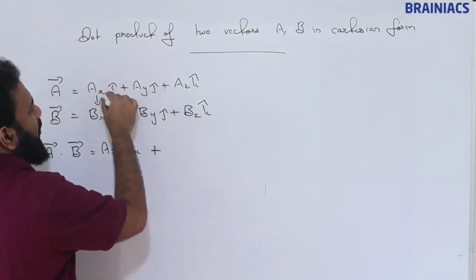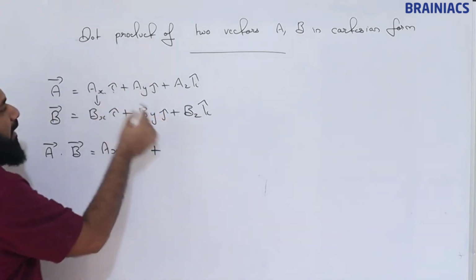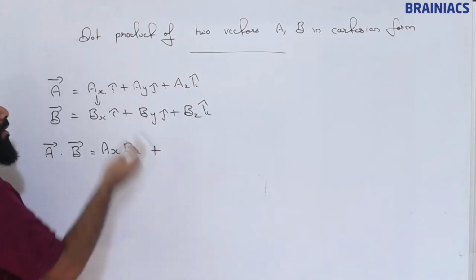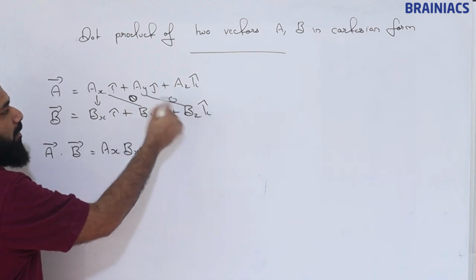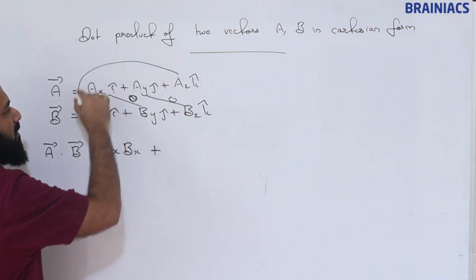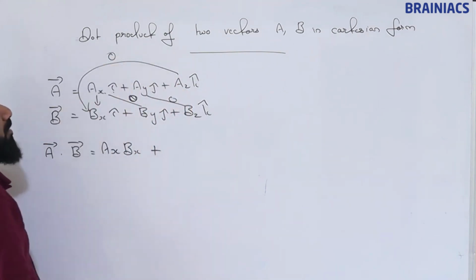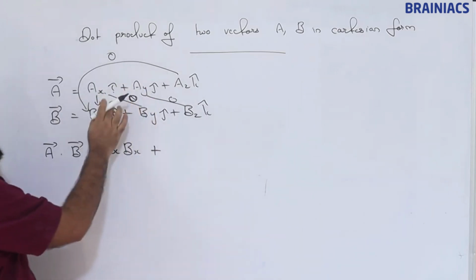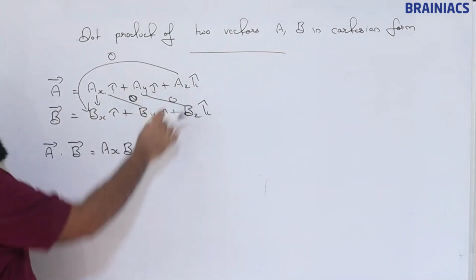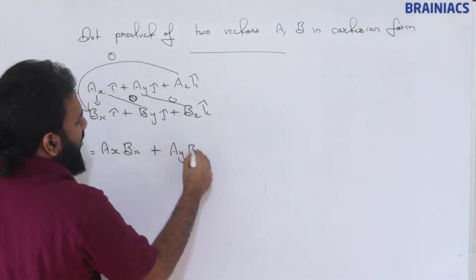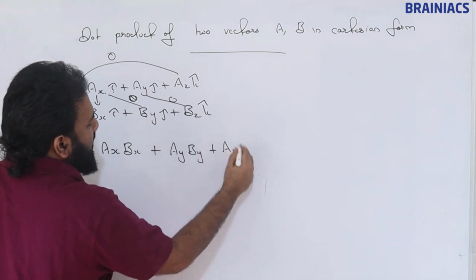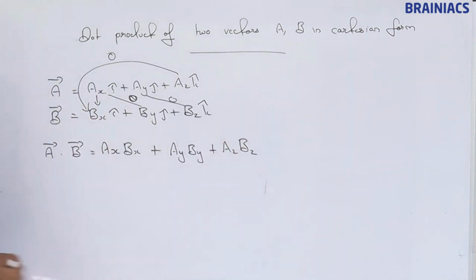Plus, what about ax and by? I dot j is 0. So this multiplication will give 0 result. This multiplication will give 0 result. This one, if we multiply, also 0 result. So what we need to do? Only multiply those respective components, I, j, k components by itself. So ay by plus az bz. Bas, only that much.